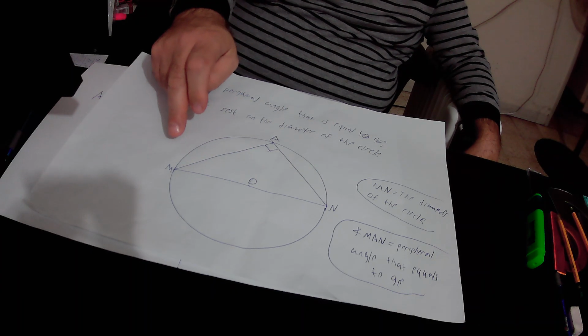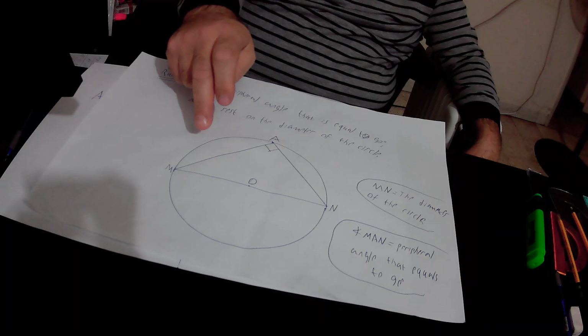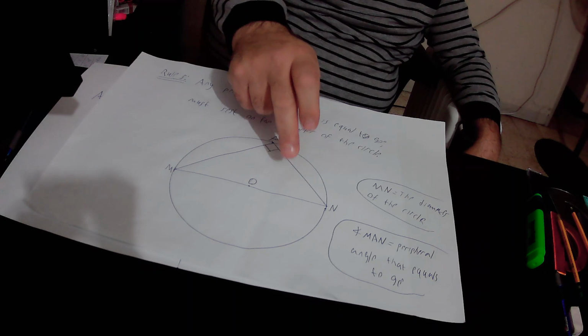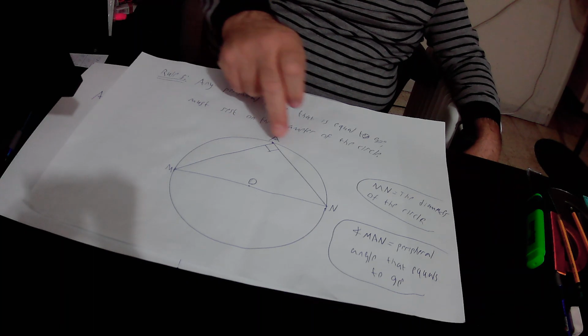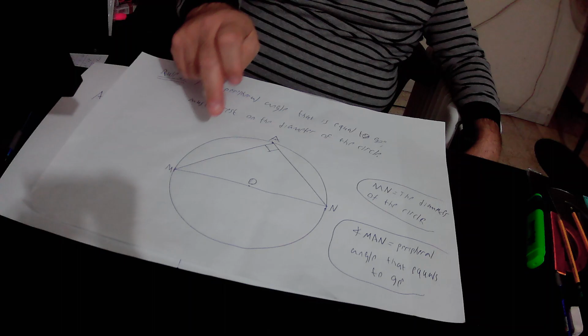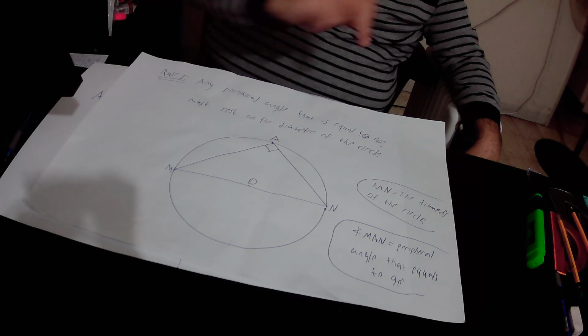Because chord MN passes through point O, the center of the circle, and we know that any chord that passes through the center of the circle must be the diameter of the circle. So in conclusion, because peripheral angle MAN equals 90 degrees in its size, it rests on the diameter of the circle. MN is the diameter of the circle.